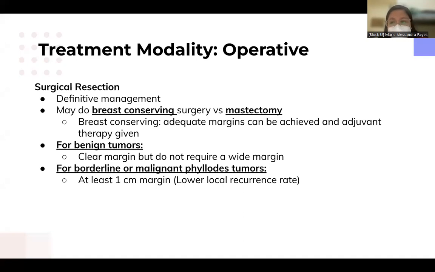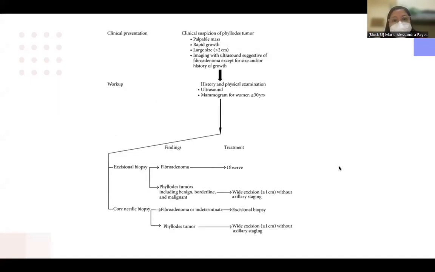For benign tumors, depending on the characteristic of the tumor, we associate the margins of the surgery. Benign tumors only require clear margins but do not require a wide margin of greater than or equal to 1 cm. But for borderline or malignant phyllodes tumors, there should be at least a 1 cm margin, as stated a while ago, since this lowers local recurrence rates. Again, this is just a simplified version of the NCCN guideline.